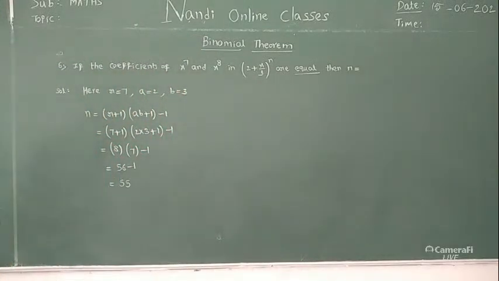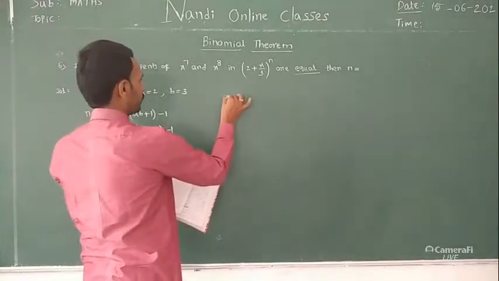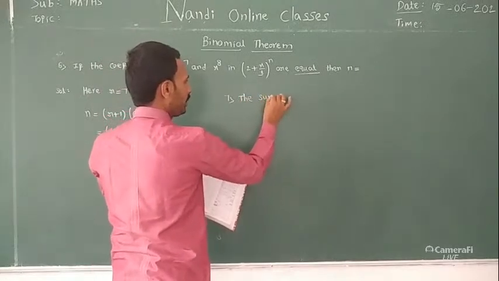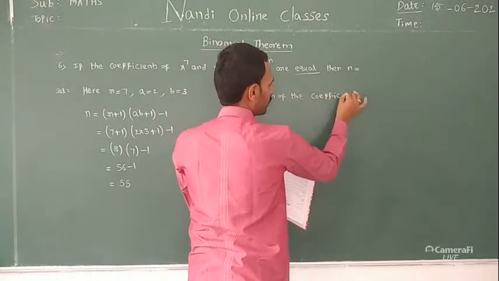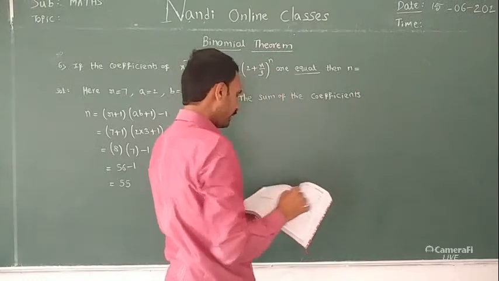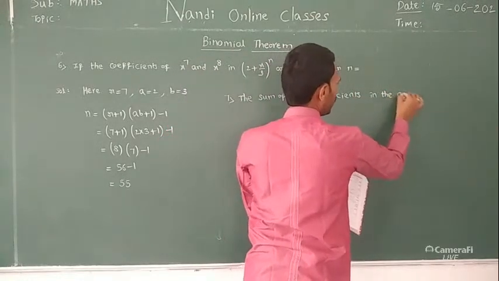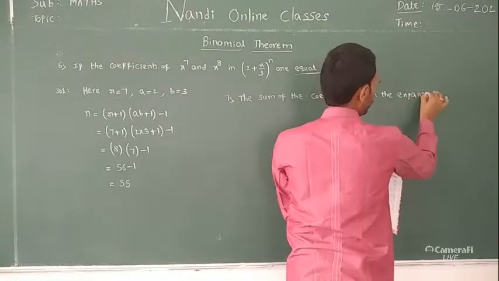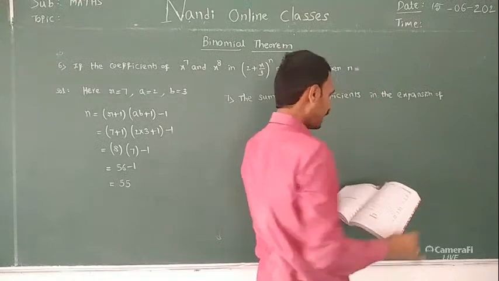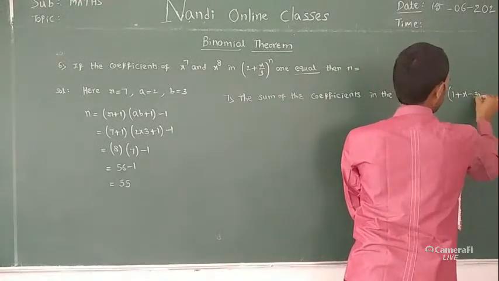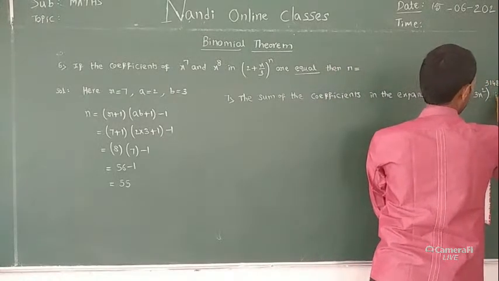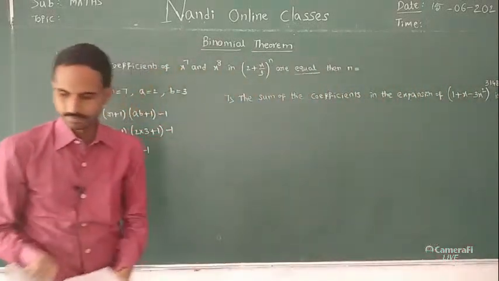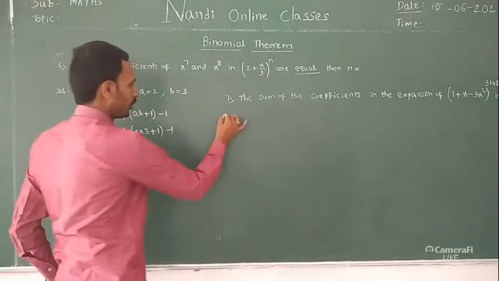Okay. Now, seventh problem. The sum of the coefficients in the expansion of (1 + x − 3x²)^3148 is... okay. Solution.